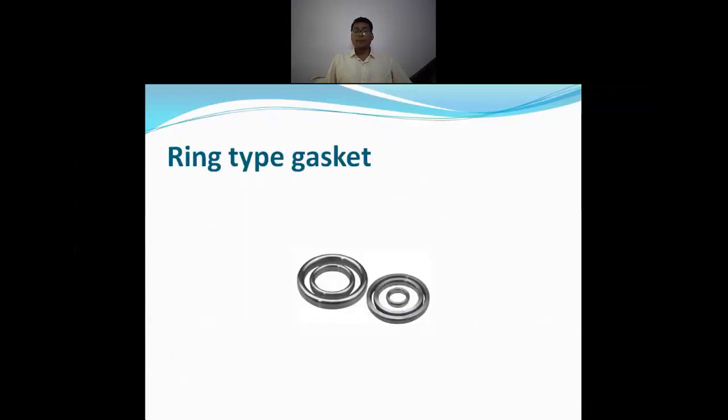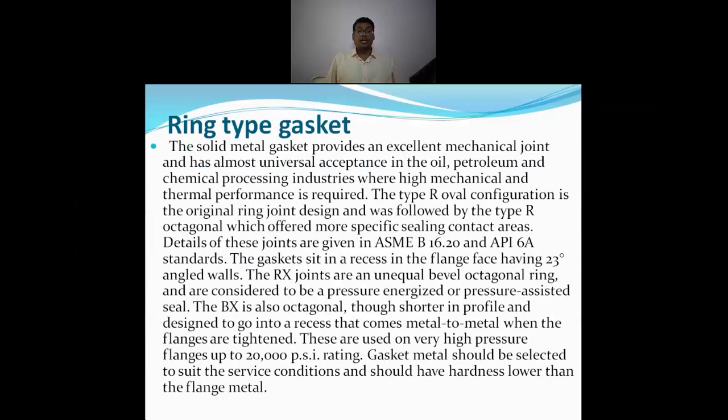Now the ring type is simple. O-ring or trapezoidal rings can be used. Metal rings are also used. This is related to the metals, so it is a metal ring. The solid metal gasket provides an excellent mechanical joint and has almost universal acceptance in oil, petroleum and chemical process industries where high mechanical and thermal performance is required. There are different types, that is, R, oval shaped, trapezoidal, that can vary.